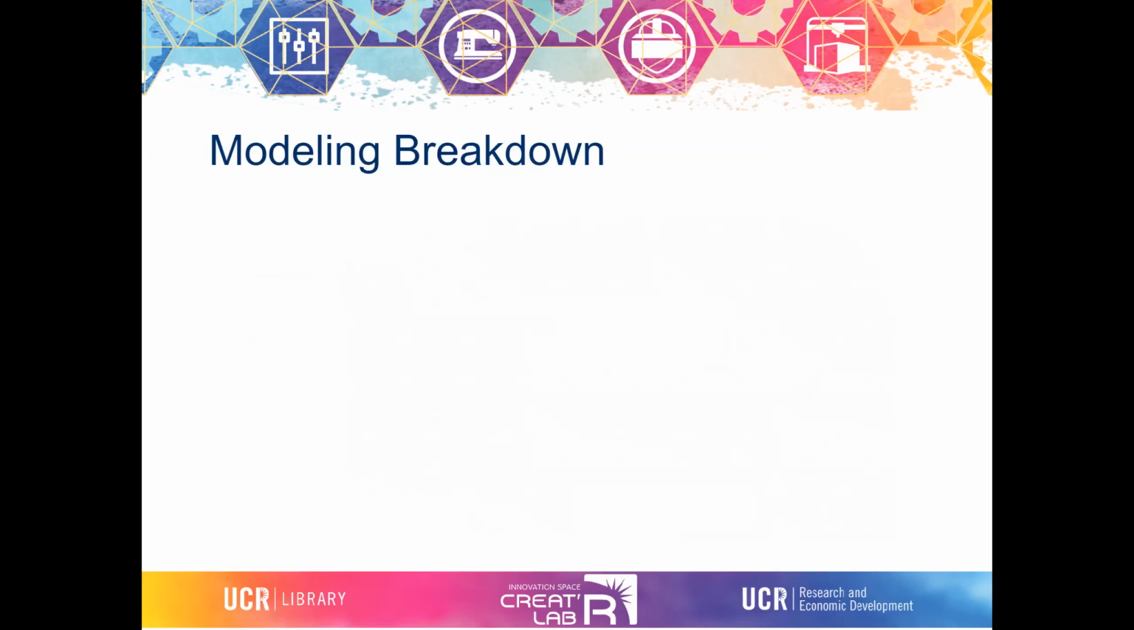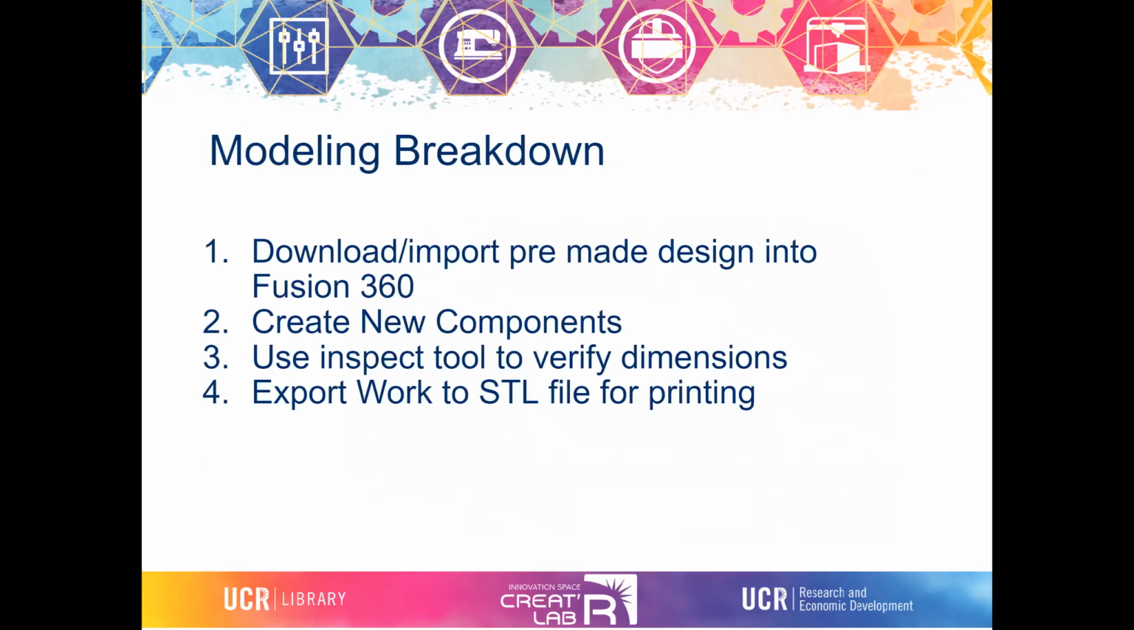So let me go over the modeling breakdown for this. First we want to download our pre-made design into Fusion 360. In our case, we have a DC motor. I downloaded that from the internet. There are different websites out there where you can download pre-made designs, and that way I don't have to start from scratch, and I can just go around that and start designing what I want around it.